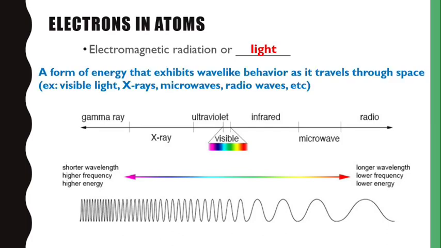All it is, the formal definition, is a form of energy that exhibits wave-like behavior as it travels through space. And the only difference between the visible light that we can see and the x-rays that they use to tell where your bone is broken if you broke something, or the microwaves that you use to heat up food, radio waves to listen to music, is the wavelength, frequency, and energy. They're all just waves, but the properties of those waves are just a little bit different. And that makes a big difference when it comes to how powerful they are and how dangerous they are. So let's talk about this relationship real quick.